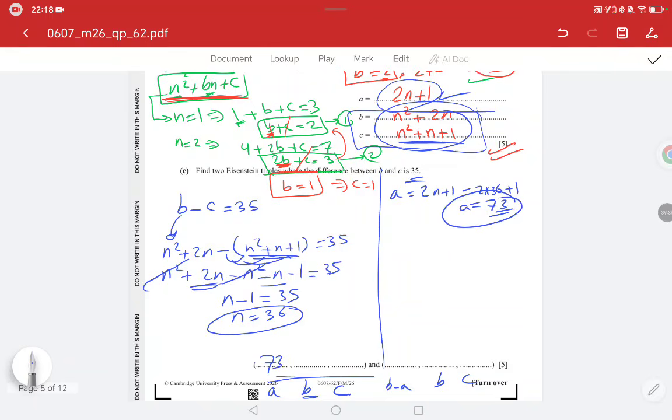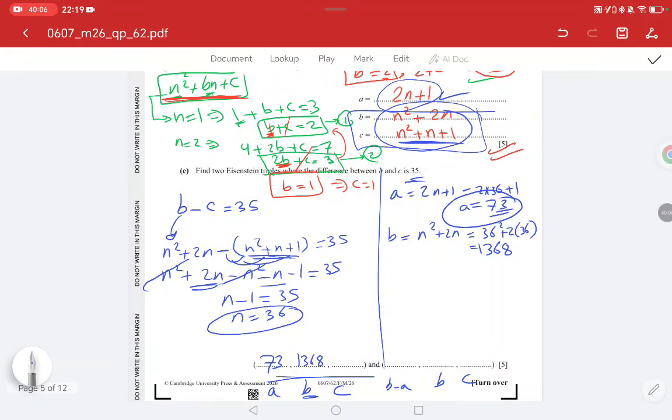Okay, then b is n squared plus 2n. So with n as 36, that's 36 squared plus 2 times 36, we'll find big numbers here. We are squaring 36, so that's normal. So 36 squared plus 2 times 36, like plus 72. So this one is 1368.